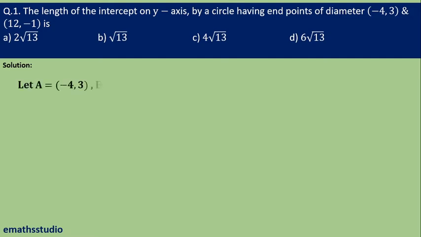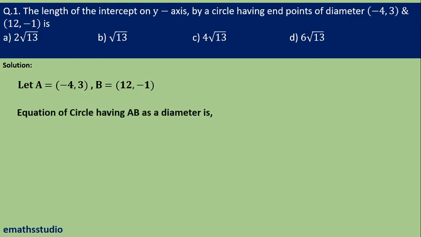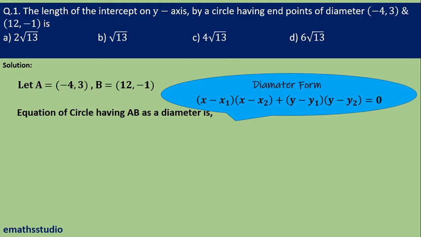Now I'm considering these given points as A and B. These are endpoints of diameter. So equation of circle can be written as x minus x1 into x minus x2 plus y minus y1 into y minus y2 is equal to 0. This is diameter form. And say this first point is x1 y1 and the second point is x2 y2. Now if I put these values in the diameter form, it can be written as x plus 4 into x minus 12 plus y minus 3 into y plus 1 is equal to 0.